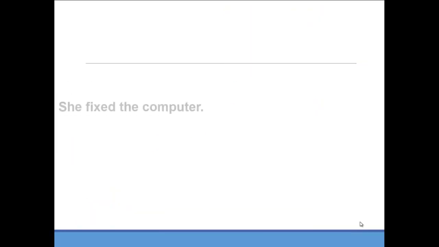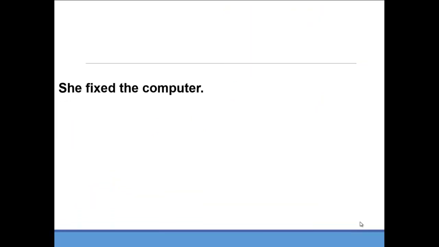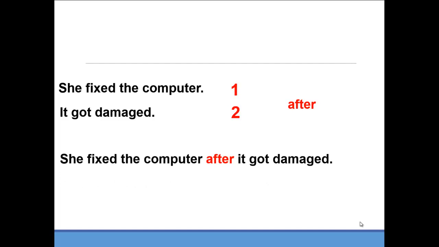Great. Another example. She fixed the computer. It got damaged. Let's join the two sentences using the conjunction after. The answer will be, she fixed the computer after it got damaged. Great. So now we have two sentences joined together with the subordinating conjunction after, so it is a complex sentence.